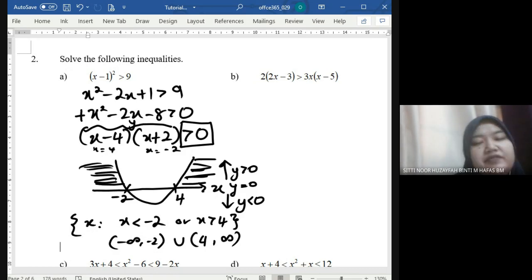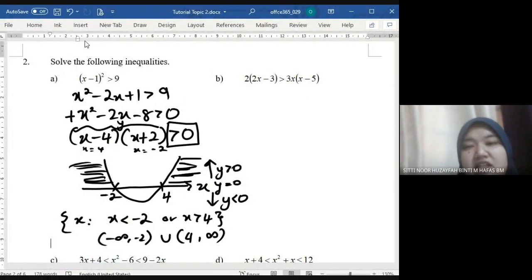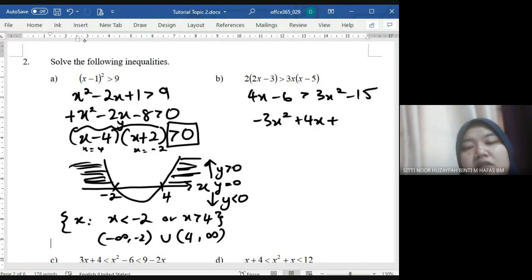Saya suka guna graph. Kita tengok soalan B pula. Soalan B ni mungkin ada yang confuse sikit. Sebab apa? Sebab jadi negatif. Graph ada punya kuadratik dia negatif. Tak apa, kita buat. So this one is equal to 4x − 6. Expand dulu kan. So we get 3x² − 15. So kalau kita pindah ke kiri, kita akan dapat −3x² + 4x + 15 × 6, 9 more than 0. Betul tak? So you akan dapat −x², −3.